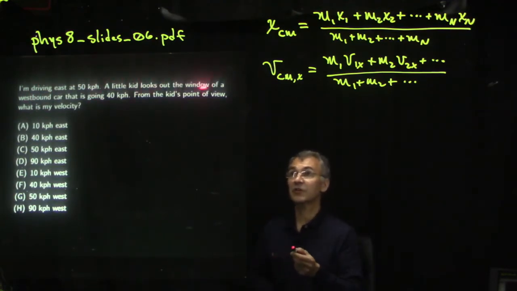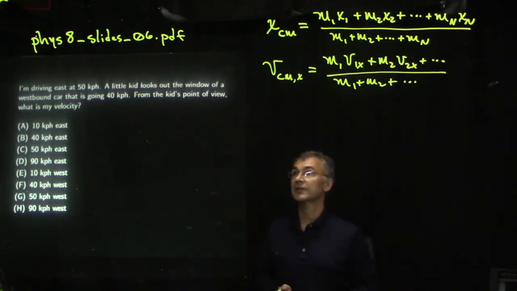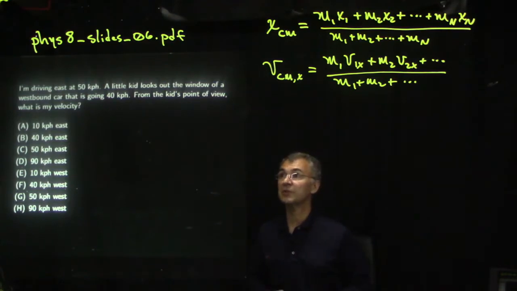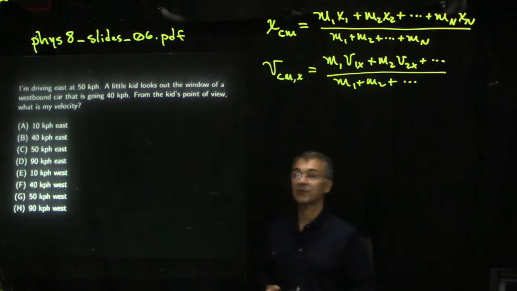I'm driving east at 50 kilometers per hour. A little kid looks out the window of a westbound car that is going 40 miles per hour. From the kid's point of view, what is my velocity? So I'm going east at 50 kilometers per hour, and a little kid is in a car that's going west at 40 kilometers per hour. I think the little kid sees me going east at 90 kilometers per hour. Yeah, I think it's D, delta.